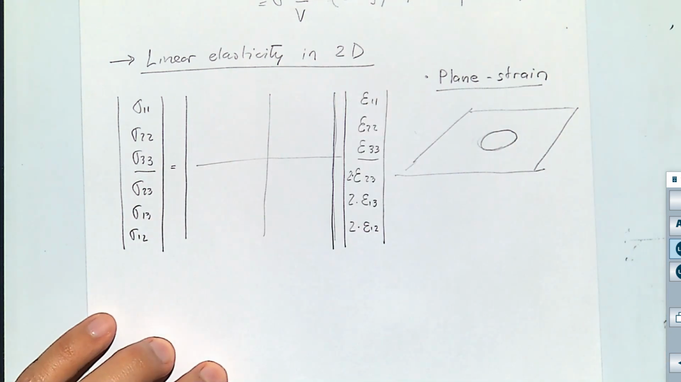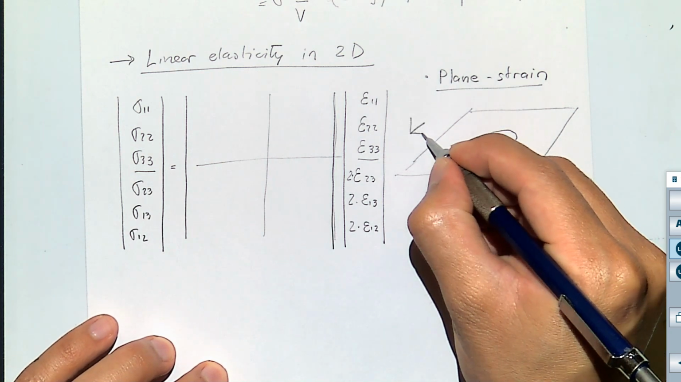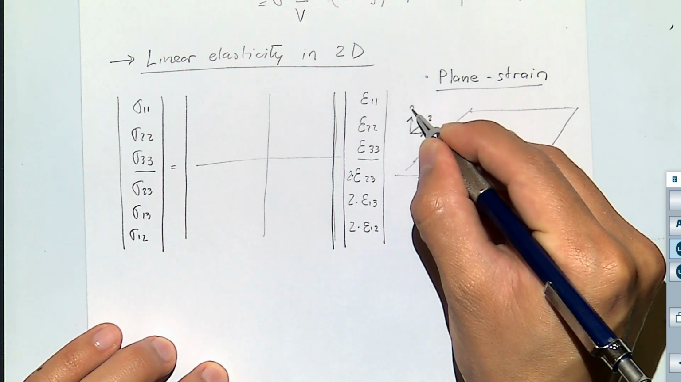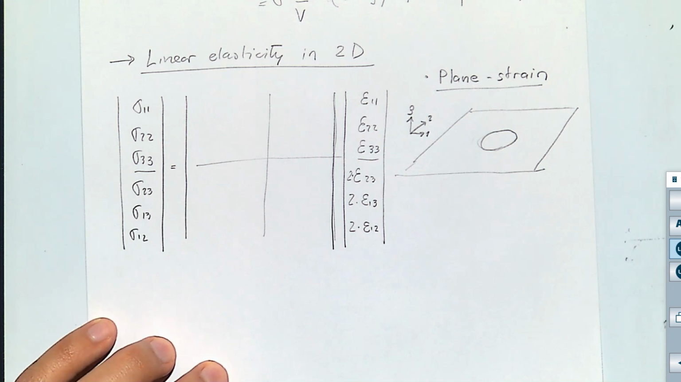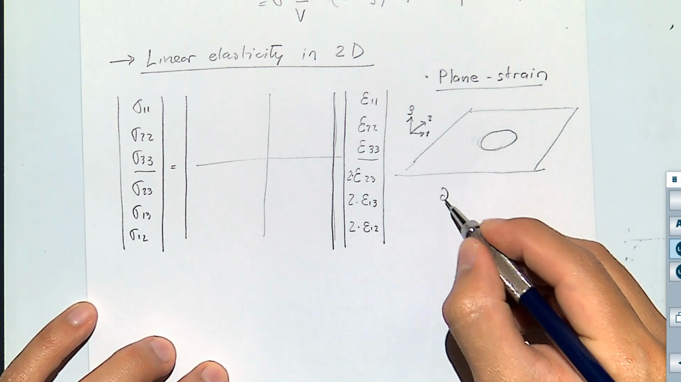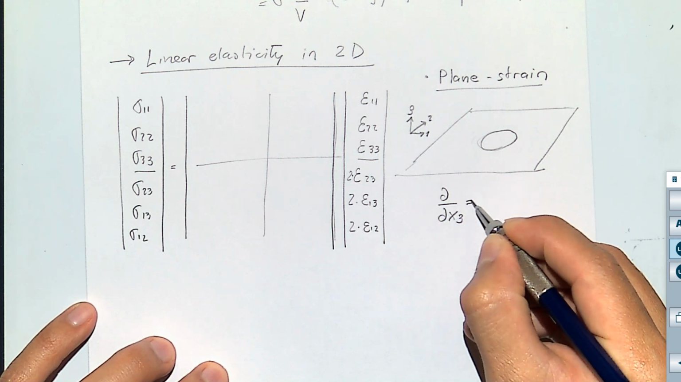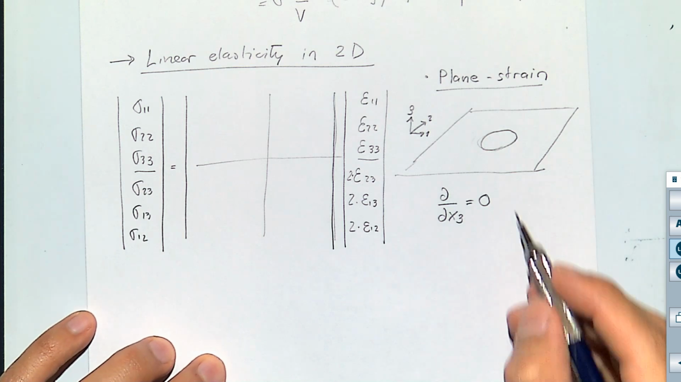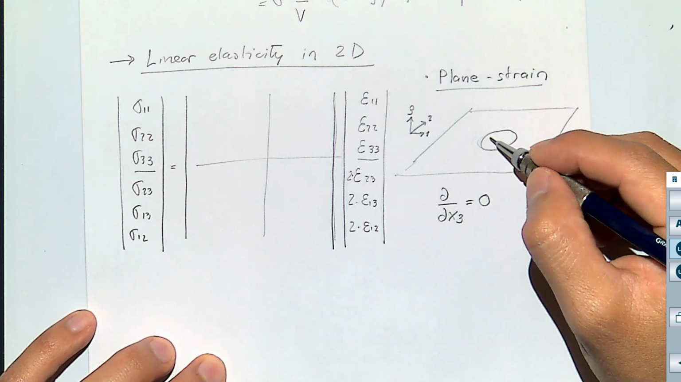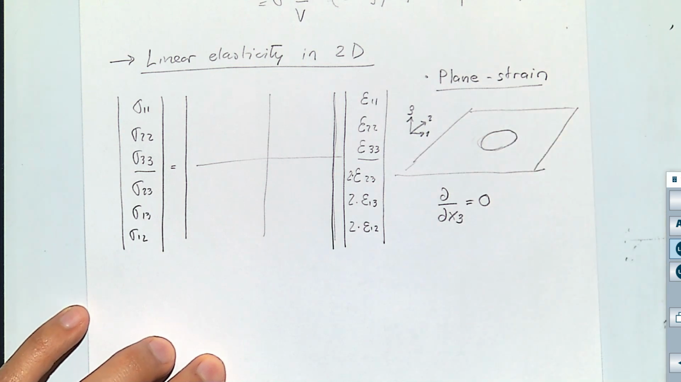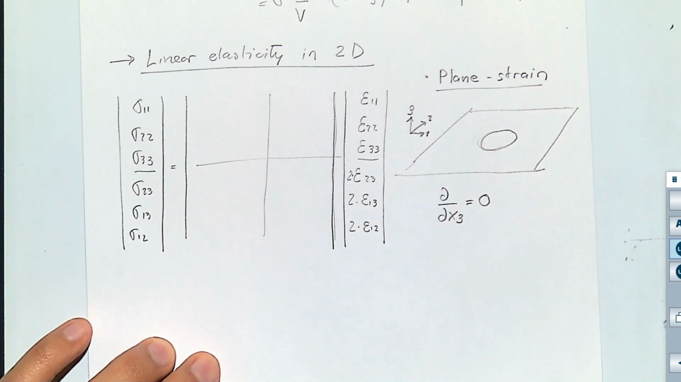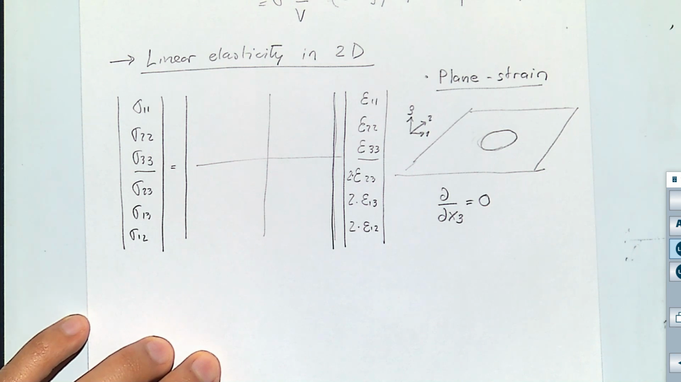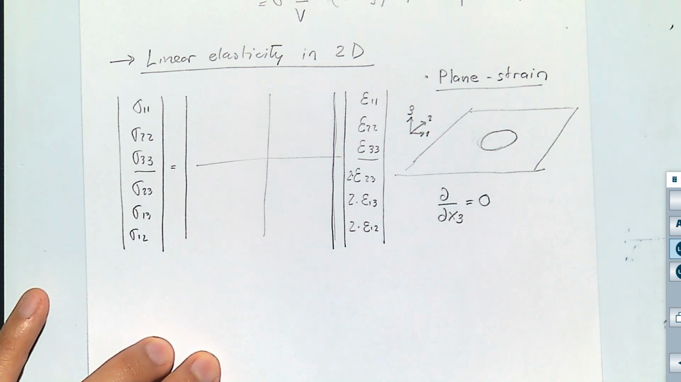In this wellbore, in a 3-dimensional space, where this is 1, 2, and 3, I'm going to say that there are going to be no changes in direction 3. Why? Because I assume that this wellbore is so long in the direction 3 that any plane I take perpendicular to 3 is going to be the same. And at the end, that means that there is no strain, there is no variation in direction 3.